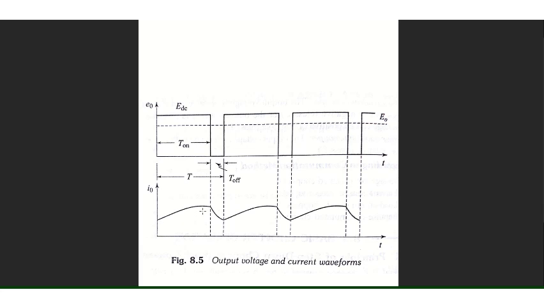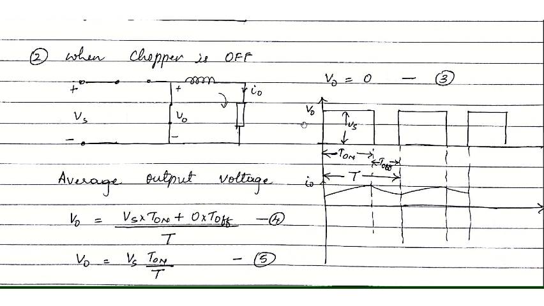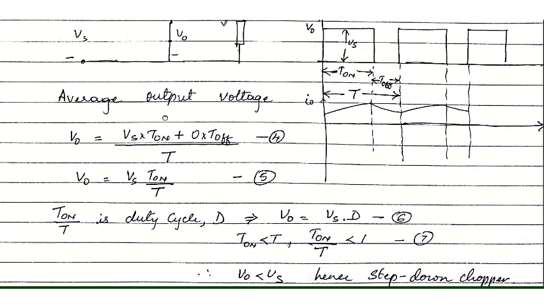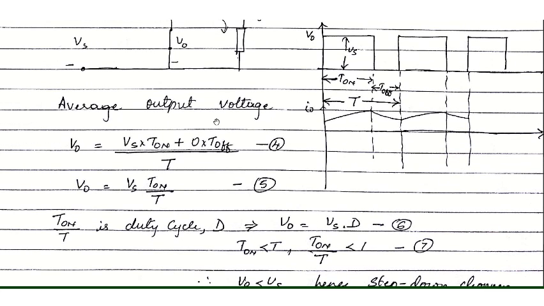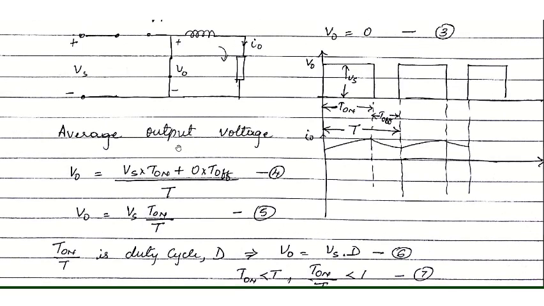So the current waveform is indicated here. It will be rising during the T on time period, and it will be falling or decreasing during the T off time period, and it repeats. This is what is indicated in the textbook. The terms I have used here are V naught for output voltage and Vs for input. That's the only difference.